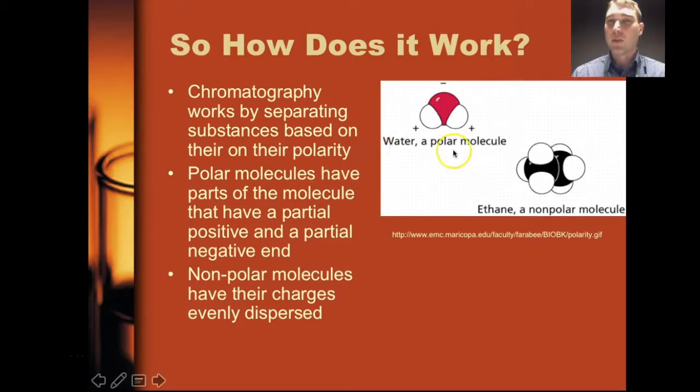So if we look at water, for example, the oxygen is strongly electronegative, so it has a partial negative charge. It's pulling the electrons from the covalent bond with the hydrogens towards it. And hydrogen atoms have a partial positive charge because the electrons are closer to the oxygen, and that gives them a slight positive charge. So this is polar. Non-polar molecules have an even distribution of charge across the molecule. The rule is that if your stationary phase is polar, you're going to attract polar substances, and if your stationary phase is non-polar, you're going to attract non-polar substances.